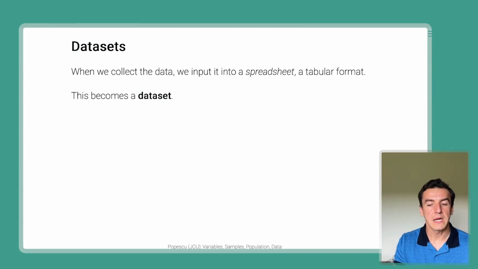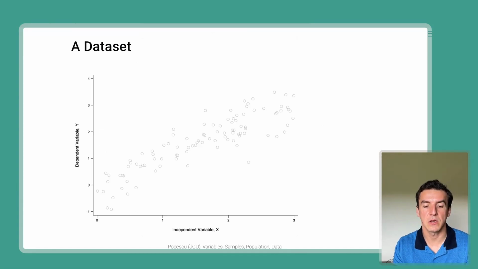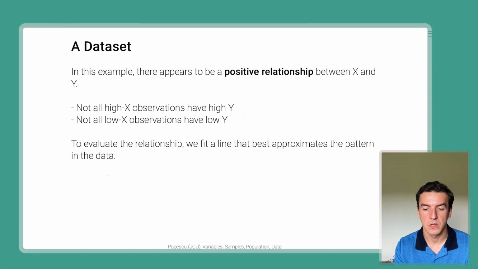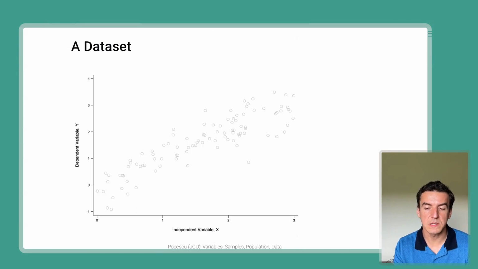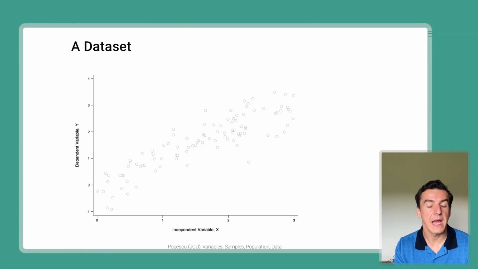So we collect this data and we have a spreadsheet or a tabular format of this data. This is called the data set. Here you have on the y-axis the dependent variable as it's spelled out here. And on the x-axis, you have the independent variable. In this case, we notice that there seems to be a positive relationship between x and y. So as x increases, so does y.